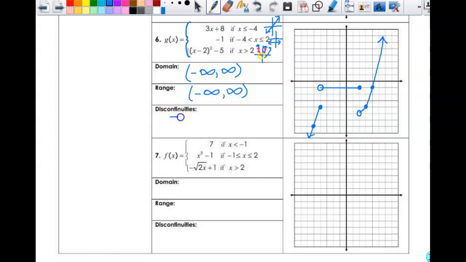Then discontinuities, I have jump at x equals 1, 2, 3, 4. X equals negative 4 and a positive 2. Okay.